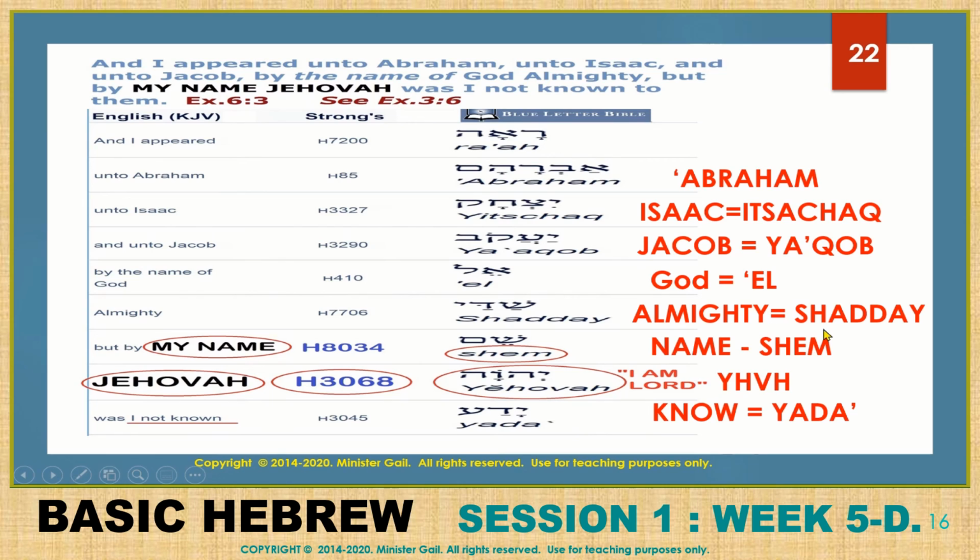The sons of Korah, my name, Shem. Remember, Shem is the Hebrew name. They are the people of the name. One of the sons of Noah, S-H-E-M, the final sofit M, Shem, the people of the name.